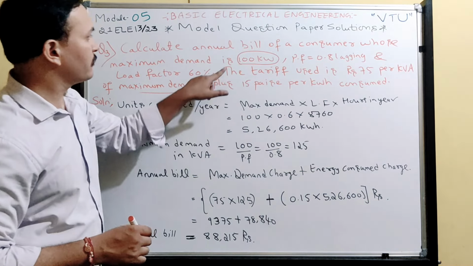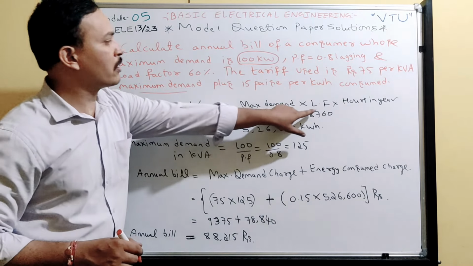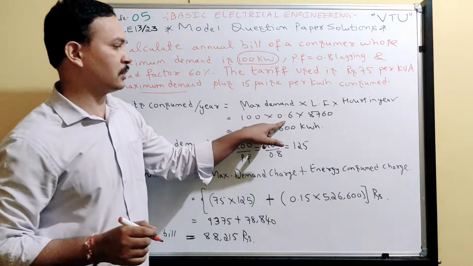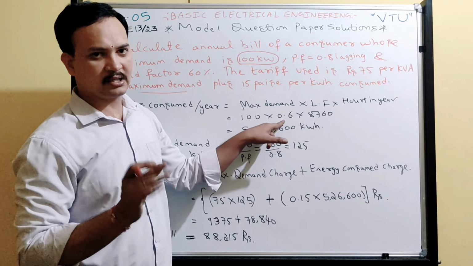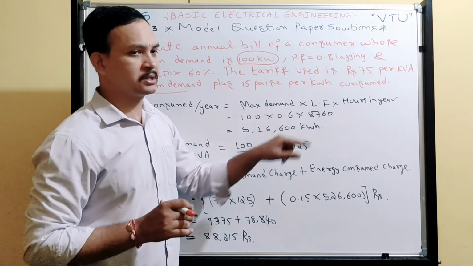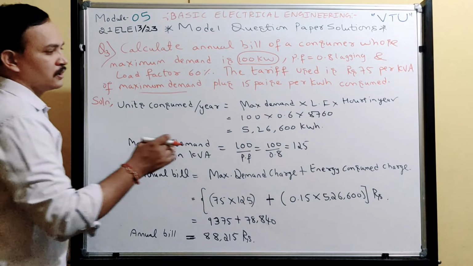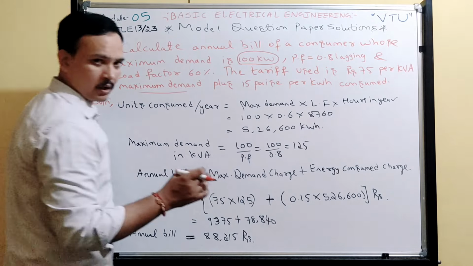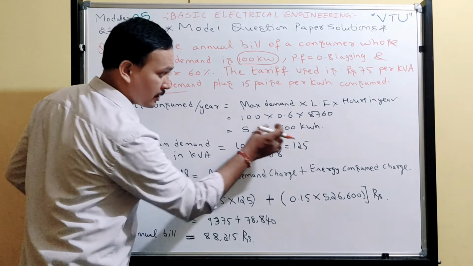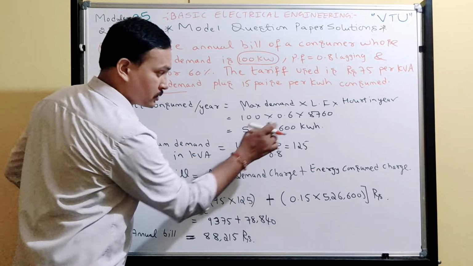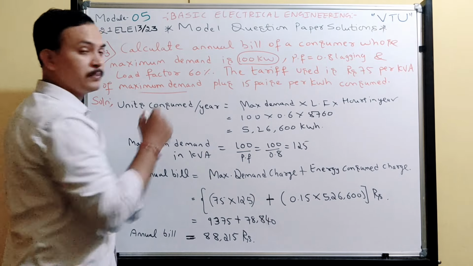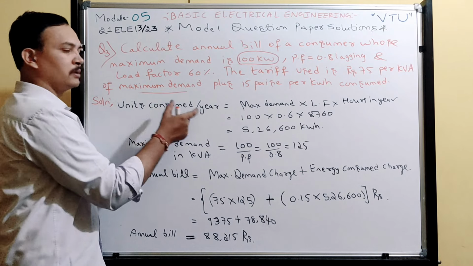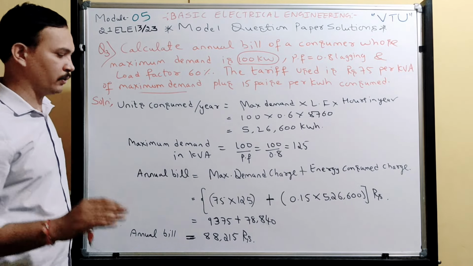Okay. What is the maximum demand? 100 kilowatt. What is the load factor given? 60%. Don't write 60, write the fraction, the absolute value, right? Don't write a percentage. 0.6 into 8760. By multiplying that, we get 5,26,600 kilowatt hour, or 5,26,600 units. For this, 1 unit cost is 15 paise. So from that we get the total cost for units consumed in a year. That is different, later we can do it.